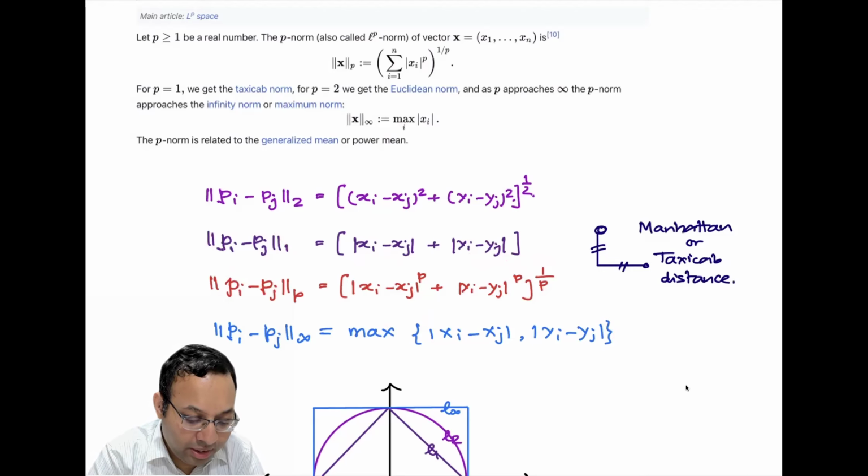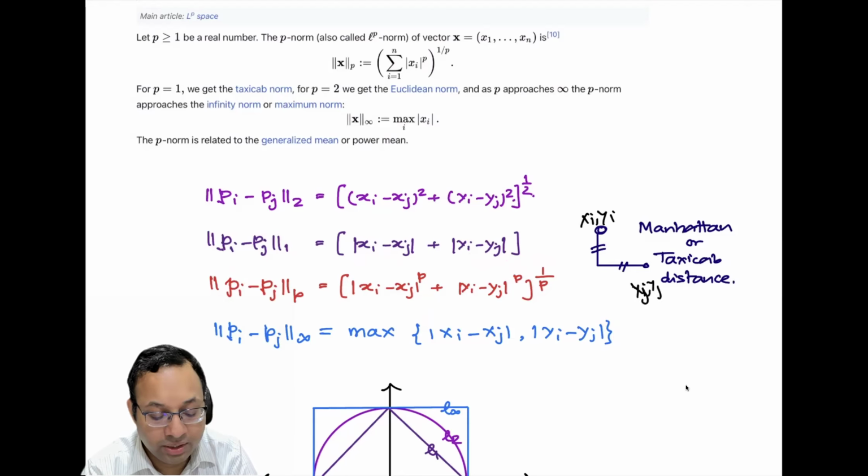For example, if I have a point here, (xi, yi), and another point (xj, yj), then the distance in Manhattan distance, or L1 distance, is that you look at xj minus xi, which is this distance, and then yi minus yj, which is this distance.